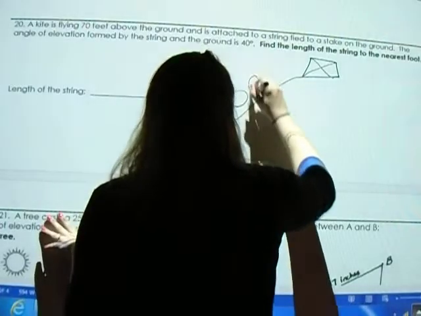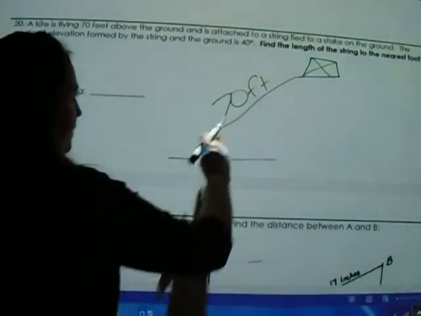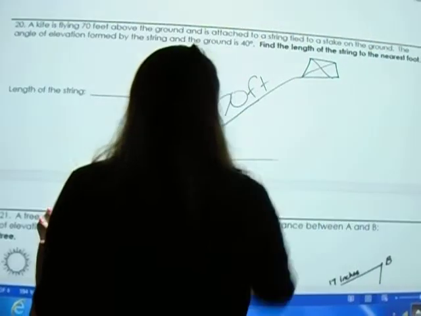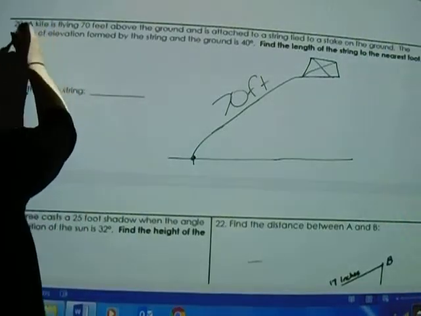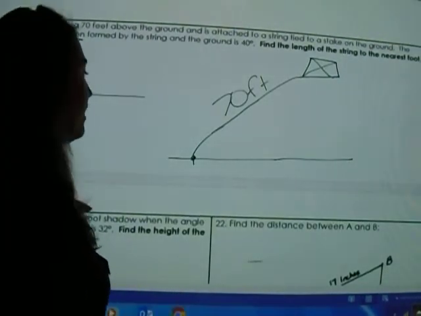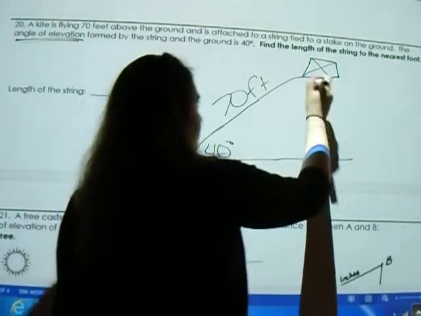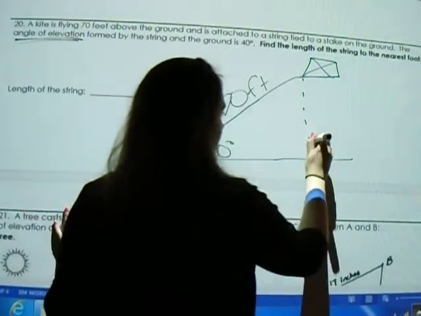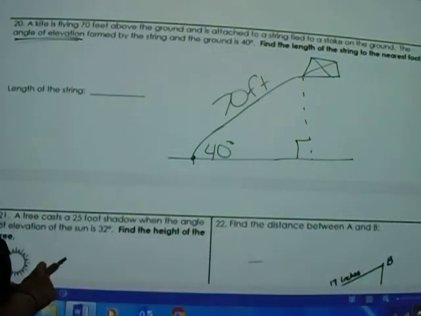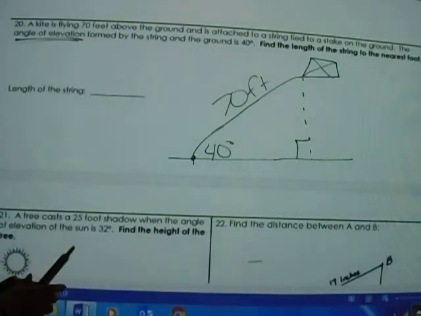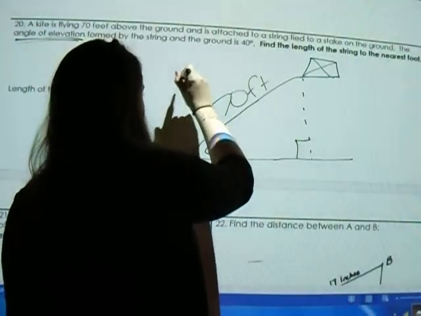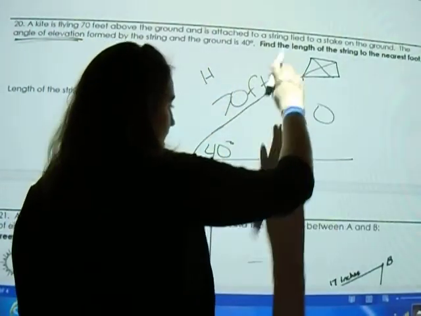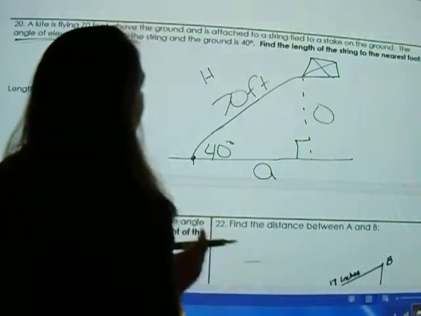This is 70 feet. Just going to straighten this out a little bit. Then with the ground, the angle of elevation formed by the string and the ground is 40 degrees. So that's what this would be, like this imaginary line making a right triangle, right? Find the length of the string to the nearest foot. Well, now all that we have is a right triangle, right? And we know how to solve this. This is our angle, this is our hypotenuse, this is our opposite leg, and this is our adjacent leg.